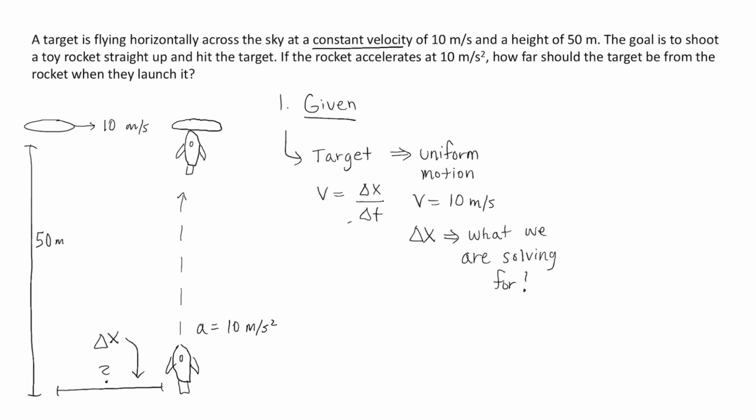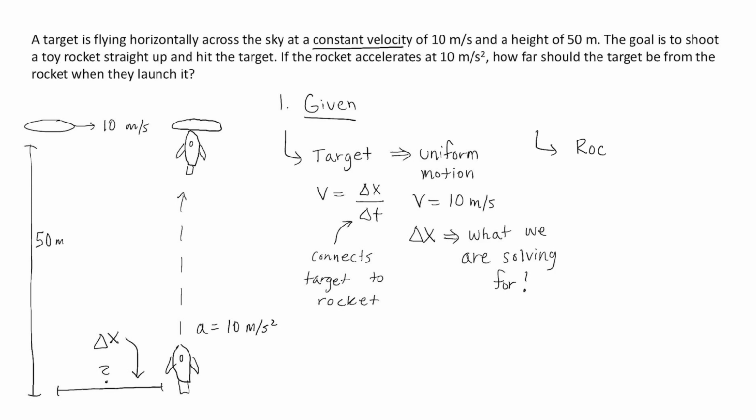Now you may be wondering about delta t, and to spoil the ending, I'll tell you that delta t is what connects the target to the rocket. Because the two objects are moving separately, the target is moving with its own velocity and in its own direction. Same goes for the rocket. But what connects them both is the fact that they're both moving for the same amount of time. So the time it takes the target to move a distance of delta x is the same amount of time it takes the rocket to launch 50 meters up. So ultimately, we will solve for delta t for the rocket and then plug that into our target's uniform motion equation and solve for delta x.